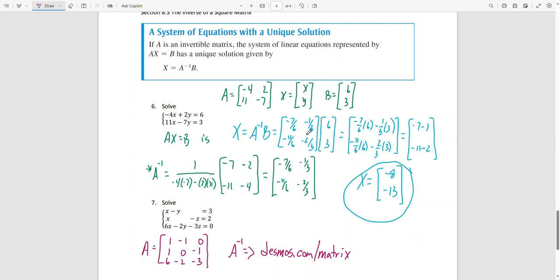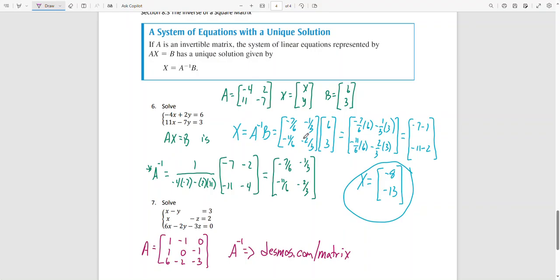Well, to find A inverse, I look at A, and I determine its determinant. Negative 4 times negative 7 is 28. 11 times 2 is 22. 28 minus 22 is 6. All right, it's a 6. I switch the places of the negative 7, negative 4, change the sign of the 2, change the sign of the 11, and multiply through by 1/6. So I'll have a negative 7/6, negative 1/3, negative 11/6, and negative 4/6, which is negative 2/3.